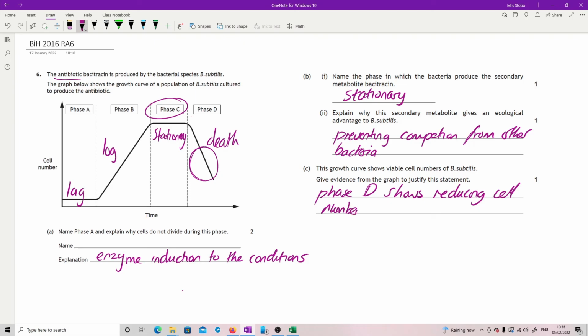If you had not done a viable cell count, but you had just done a total cell count, then you would have seen all of the dead cells as well, and so that would have still been increasing in number. Okay, that's the question.